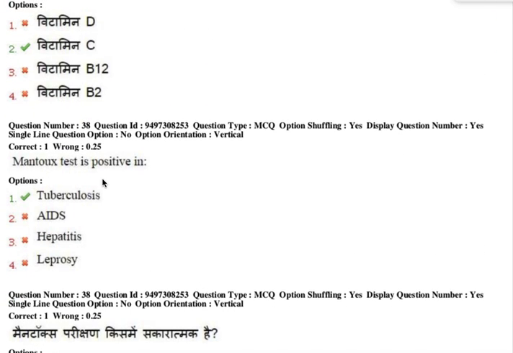Next question. Mantoux test is positive in. Correct answer is first, tuberculosis. In tuberculosis, the Mantoux test or tuberculin test is positive.